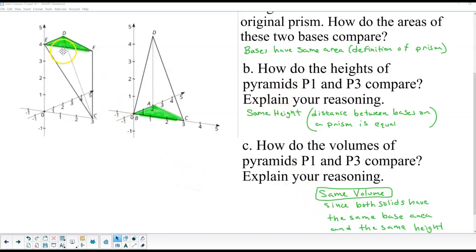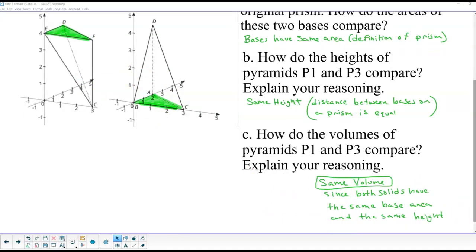Another way to think of this is if I completely rotated the first triangular pyramid, P1, it would rotate down and match up with the original, and they'd have the same base, same height, they'd be two congruent figures. So therefore the volumes would have to be the same.